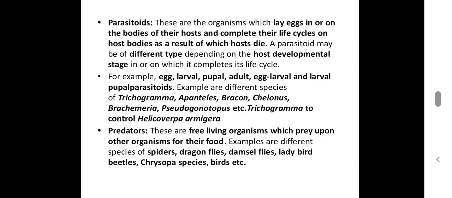Next is predator. What is a predator? That means a free living organism which preys upon other organisms for its food. For example, spiders, damsel flies, or the common famous example, the ladybird beetle, or birds.